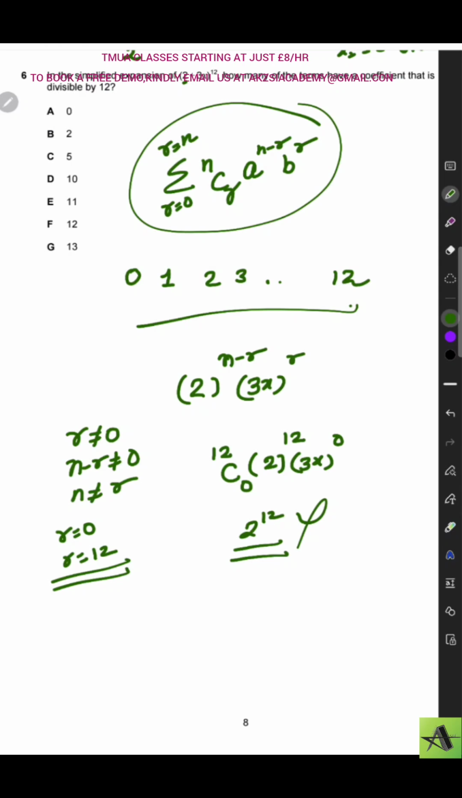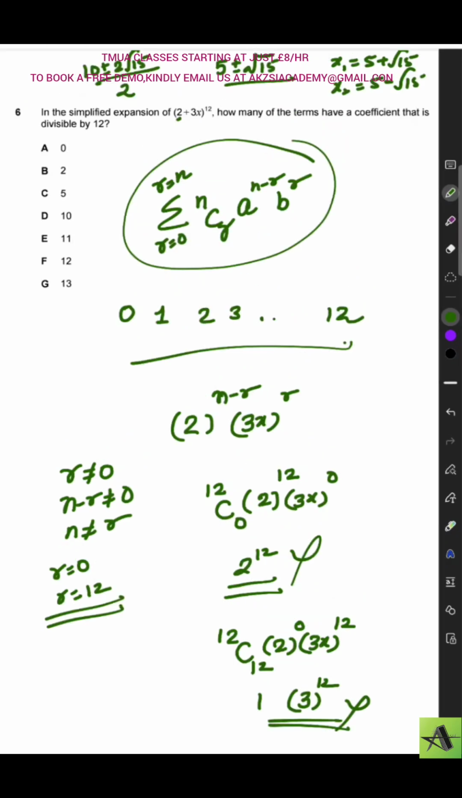Other than that, the last one. So the last one, let me put 12 here: 12C12, 2 to the power of 12 minus 12, which is 0, and 3x to the power of 12. This will give me 1 times 1 times 3 to the power of 12. This is not a multiple of 12, obviously.